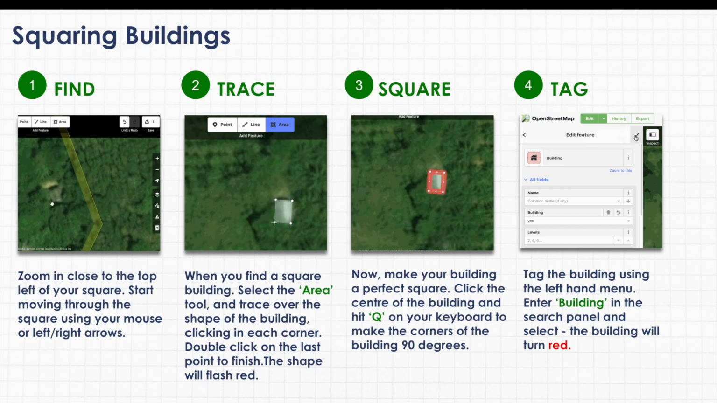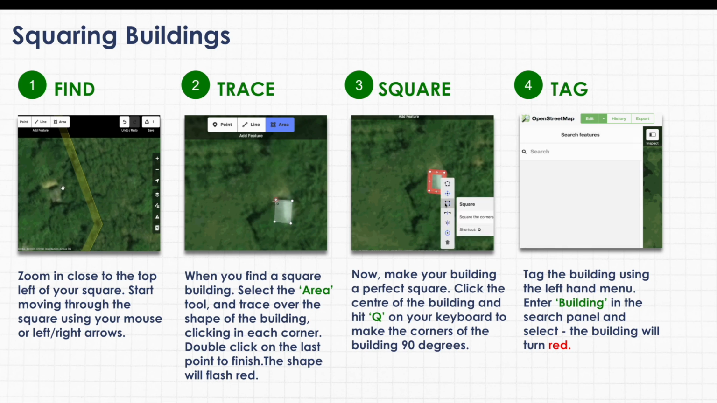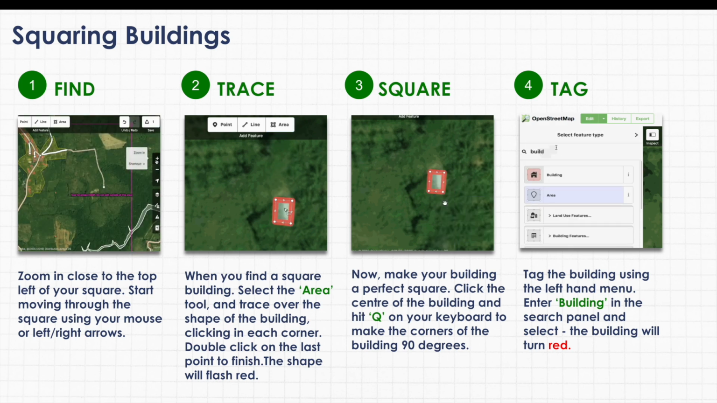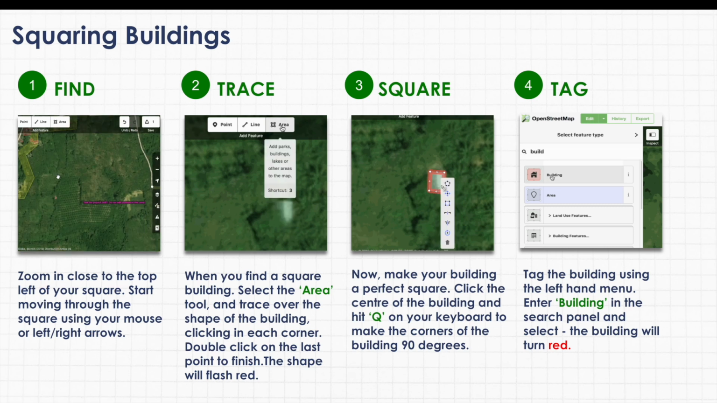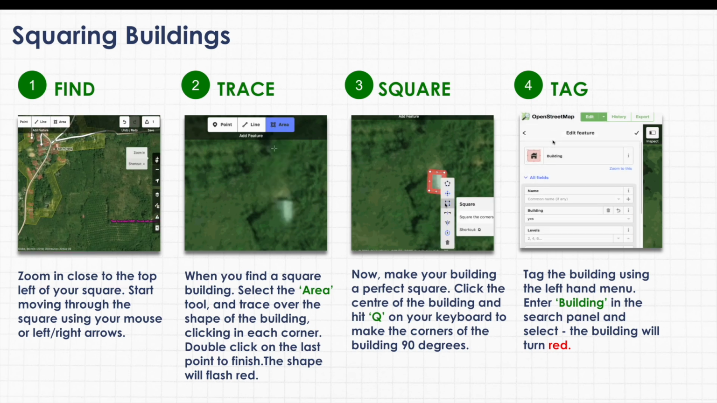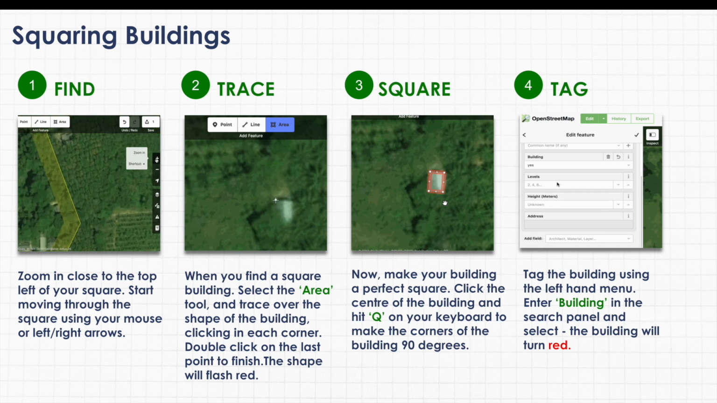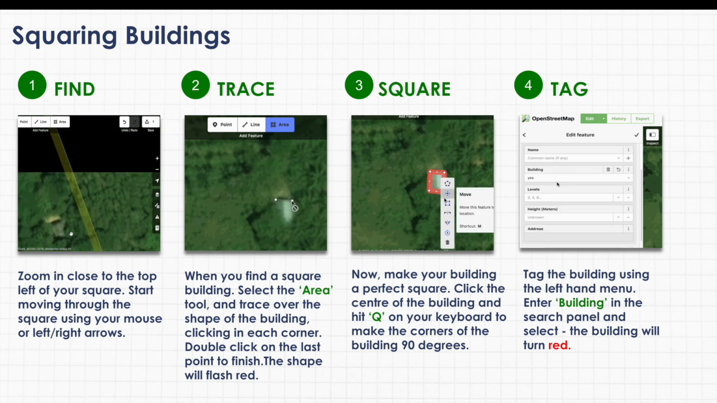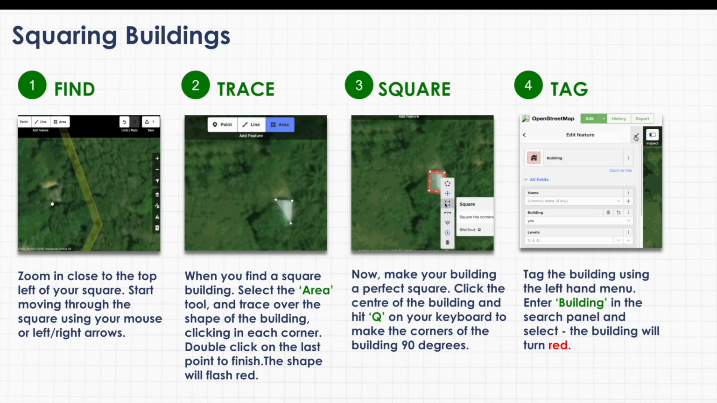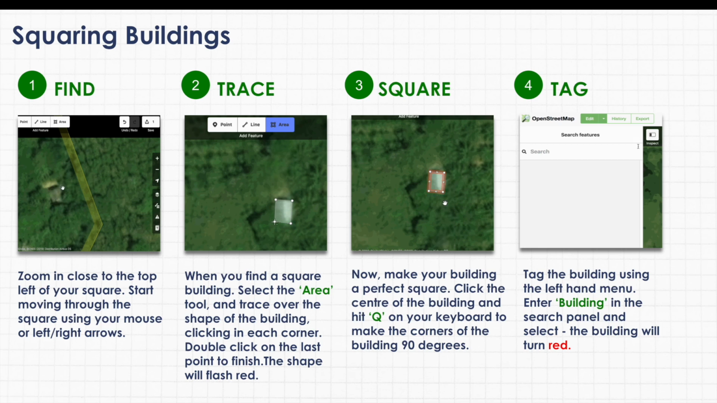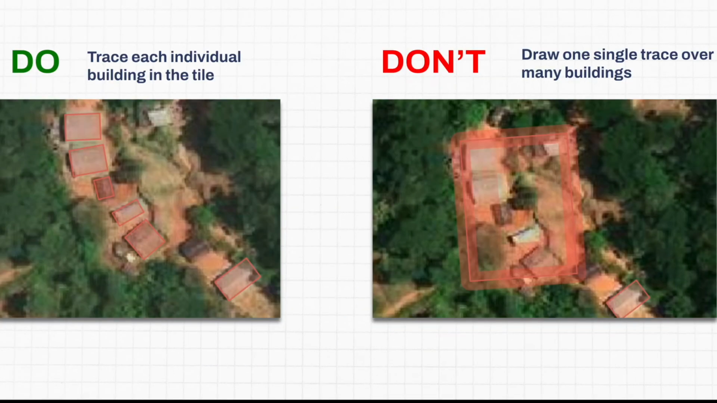So search for your feature type, in this case it's a building, and select the first tab that opens. Unless you have local knowledge of the area, we will always be tagging buildings solely as buildings. Even if you think it may be a house, you can't know with 100% certainty that it is. Now let's do a quick refresher of some do's and don'ts for mapping buildings.